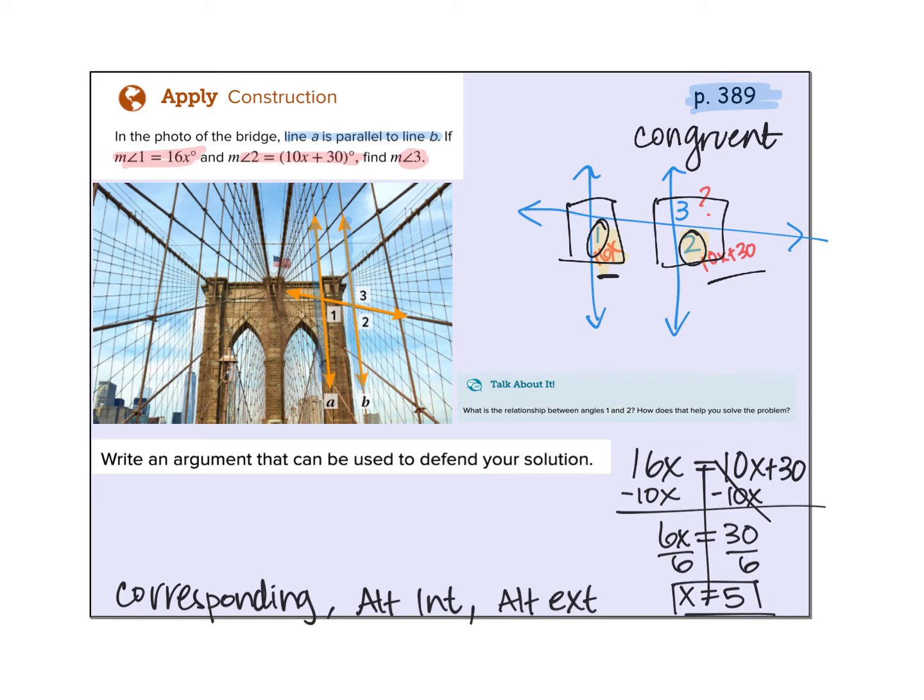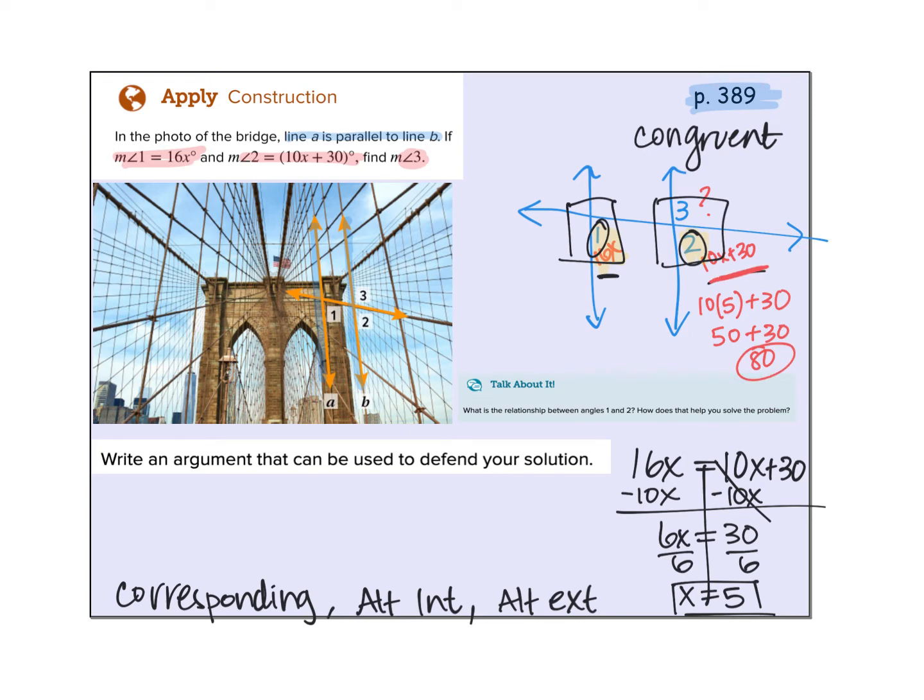Now, I'm not done. That's not what the problem asked for. That's just kind of one little thing. So I know x is 5. So if I want to come back to this angle here, and let's find out what it actually equals. I'm going to do 10 times 5 plus 30. Well, 10 times 5 is 50, plus 30 is 80 degrees. So angle 2 actually measures 80 degrees there.